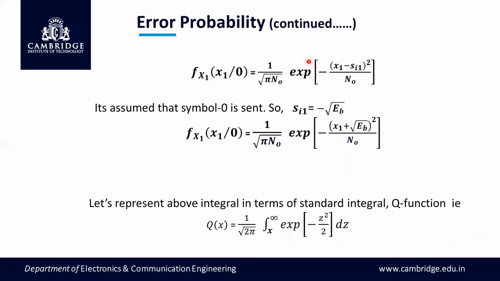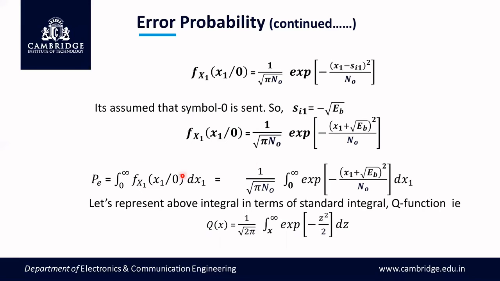Now I have done the same thing here. The mu value is substituted as Si1 and sigma square, the variance, is substituted as N0 by 2. The 2s cancel, and we got N0 here. Here also the same thing. Now it is assumed that symbol 0 is sent. Since symbol 0 is sent, the signal component is minus root Eb. If the symbol was 1, it would have been plus root Eb. Now it is symbol 0, that's why it is minus root Eb. So in place of Si1, minus root Eb is substituted, and minus into minus becomes plus. This is the final equation of the probability density function, which should be integrated.